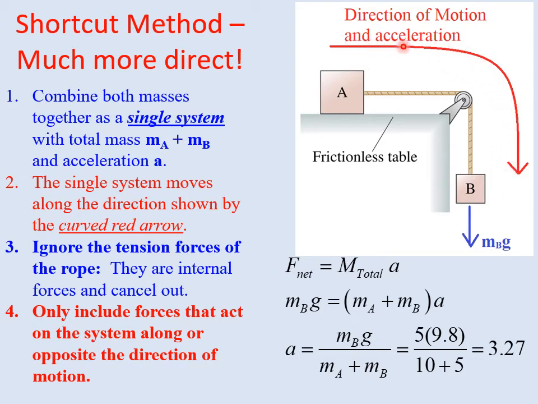This arrow represents the positive direction of motion of our system, all right? And our acceleration is going to be along this arrow as well. Up here, it's going to be to the right, and down here, it's going to be going downward.